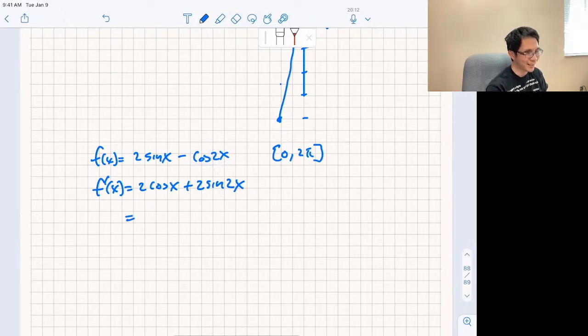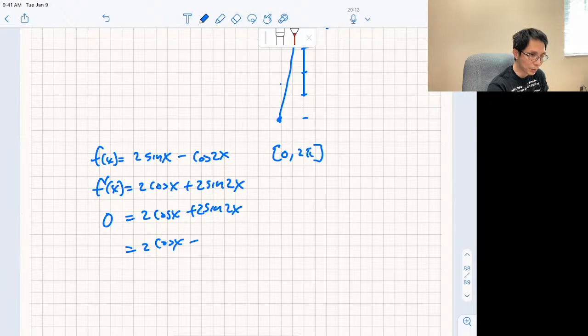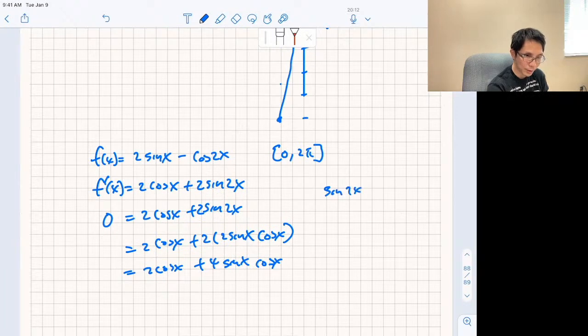Okay, so now you're going to say, I don't know how to factor this. Well, the thing is, you have two different types of trig functions, and not only that, the angles inside are completely different. So there is nothing I can do, except you can change this. Oh, sorry, I just missed a 2, right? 2 cosine of x and then plus 2. Now, that's going to be 2 sine of x cosine of x. So that's equal to 2 cosine of x plus 4 sine of x cosine of x, because that's a double angle identity. Make sure you know this. It will show up.